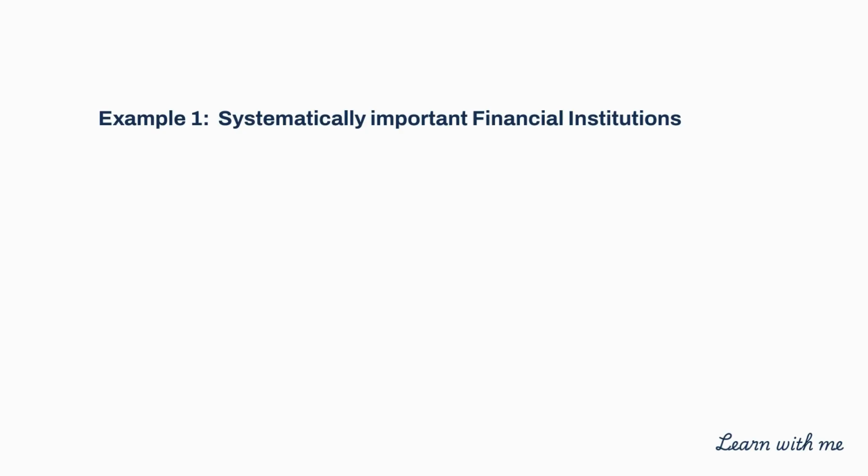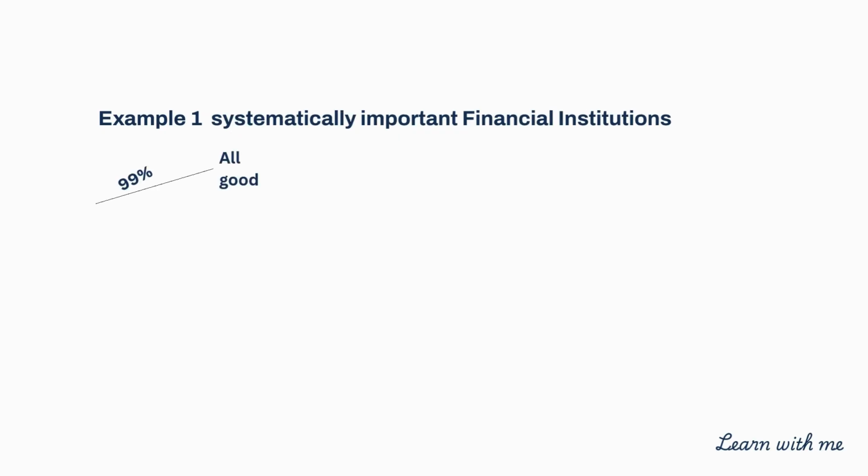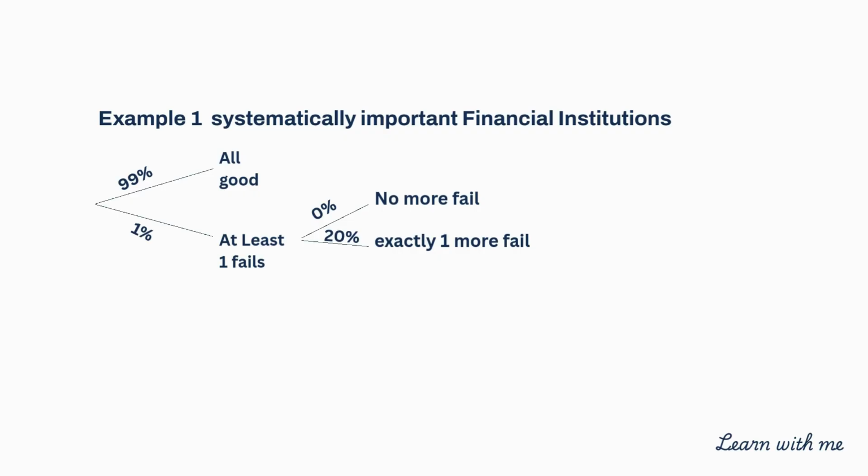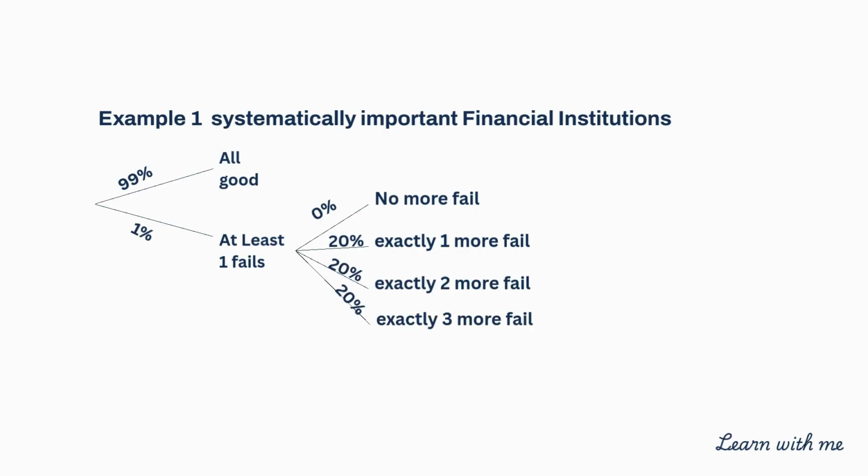Our first example is about systemically important financial institutions. Let's say there's a 99% chance that all the institutions are doing fine, and only a 1% chance that at least one will go bankrupt. Now, if one institution fails, here are the chances for what happens next: 0% chance that no more institutions fail, 20% chance that one more fails, 20% chance that 2 more fail, 20% chance that 3 more fail, 20% chance that 4 more fail, and 20% chance that 5 more fail.